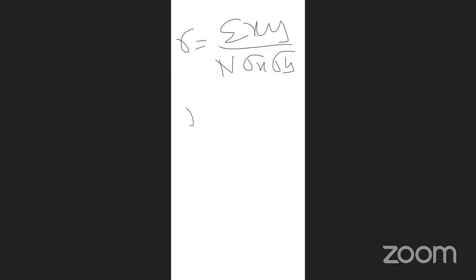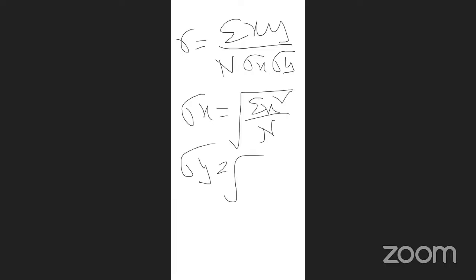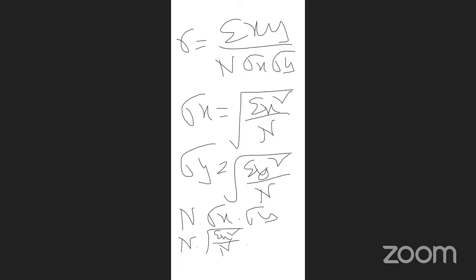Now, the standard deviation of x is equal to under root sigma x square divided by n, and standard deviation of y will be written as under root sigma y square divided by n. So definitely your n into standard deviation of x into standard deviation of y, whatever we wrote in the denominator, that can be written as under root sigma x square divided by n into under root sigma y square divided by n. So the root is for both the numerator and denominator.